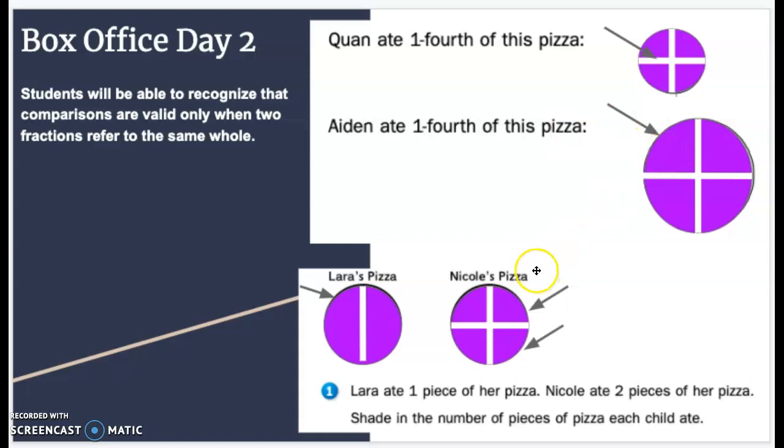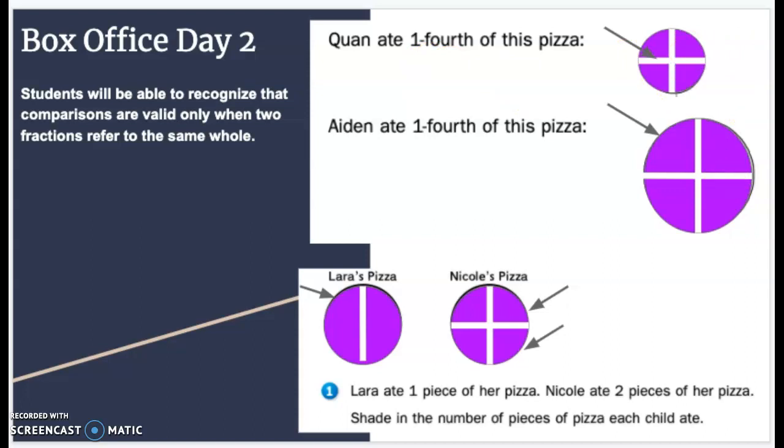Good, you should have said that Lara's and Nicole's pizzas are the same size. The wholes are the same, therefore we can compare the amount that Lara and Nicole ate. But we cannot compare how much Quan and Aiden ate to each other because they have different sized wholes.